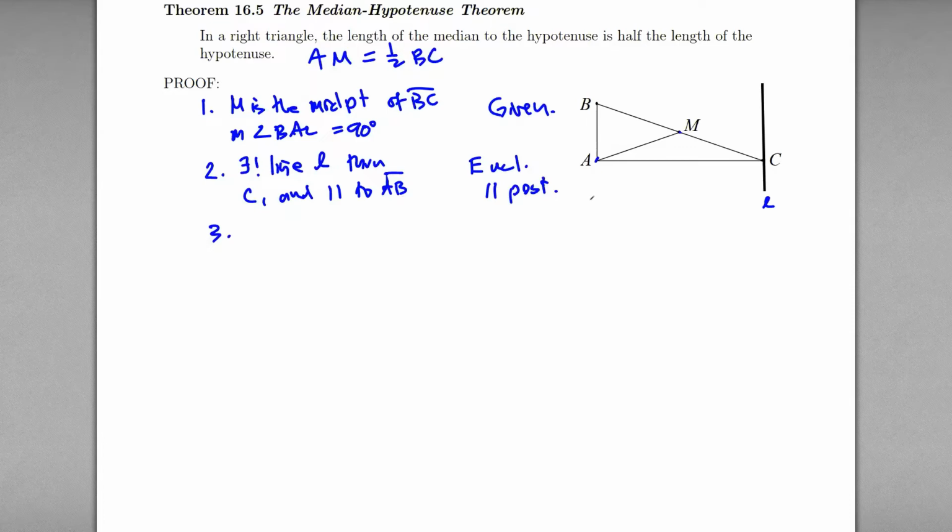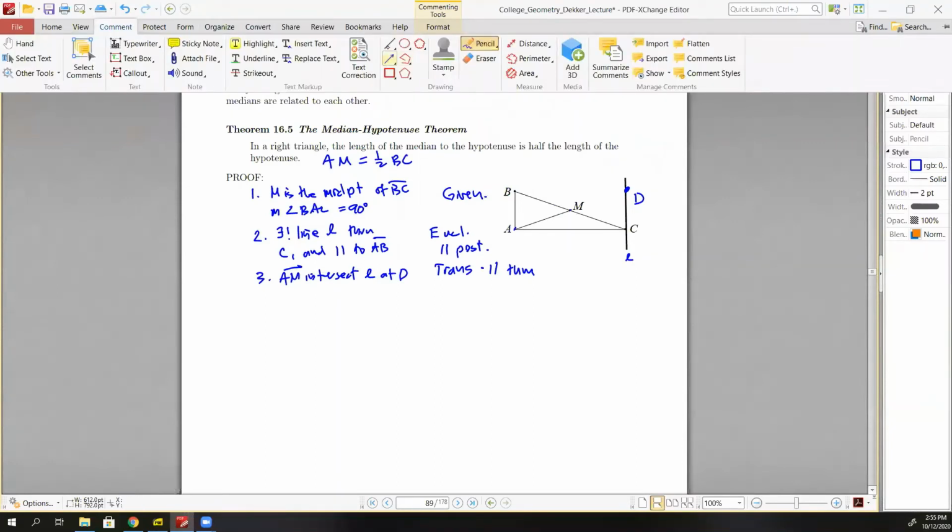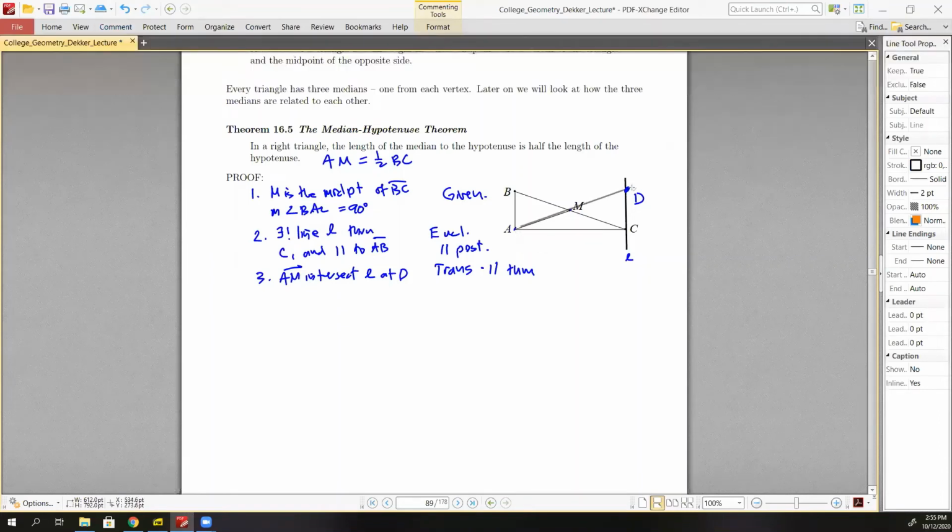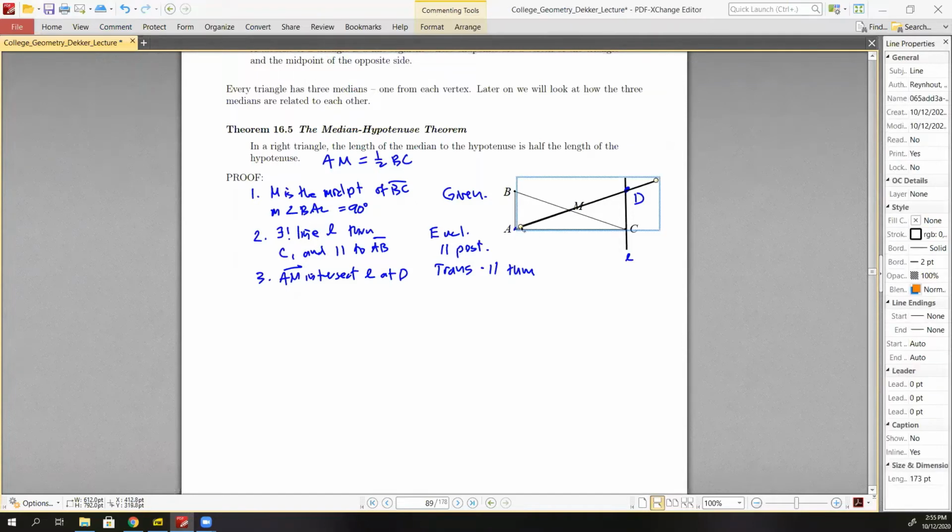If we consider the ray AM passing through AB, it must also pass through L by the transversal parallels theorem. So the ray from A to M must intersect L at D. Let's call this point D, where AM intersects L, again by the transversal parallel theorem. Let's draw that line as well. It's going from A through M, and it's going to hit the point D. That looks pretty good.